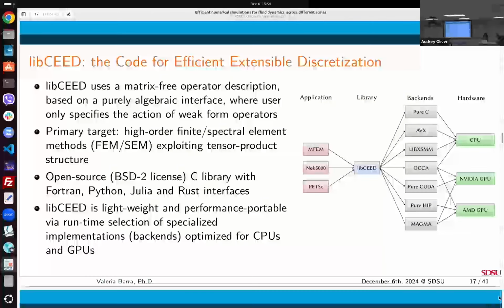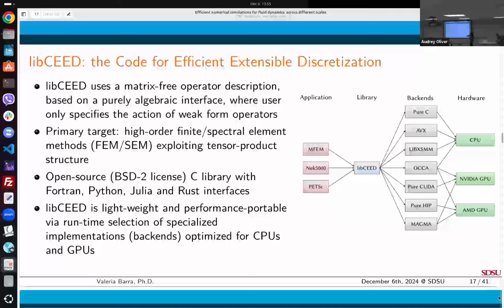So libCEED is a library that can define these high-order spectral operators on any architecture because it's really an algebraic library. It does not need to know anything about the geometry of your problem. It just needs to know what order of element you want to choose, and you can select that at runtime. Order of discretization, you can select that at runtime. Resolution, you can select that at runtime. And if you want to run on a CPU or a GPU, you can select that at runtime as well.